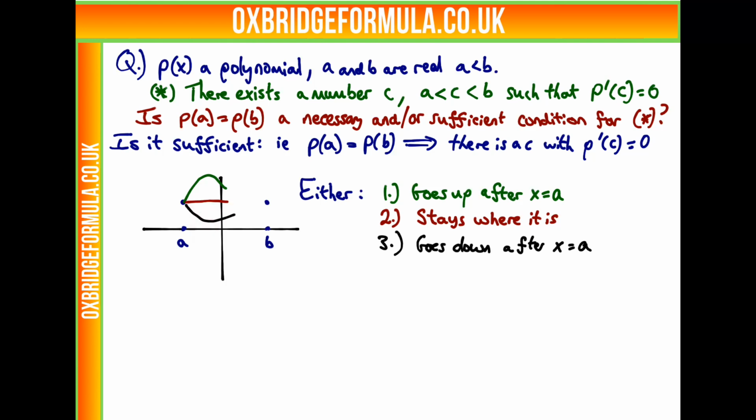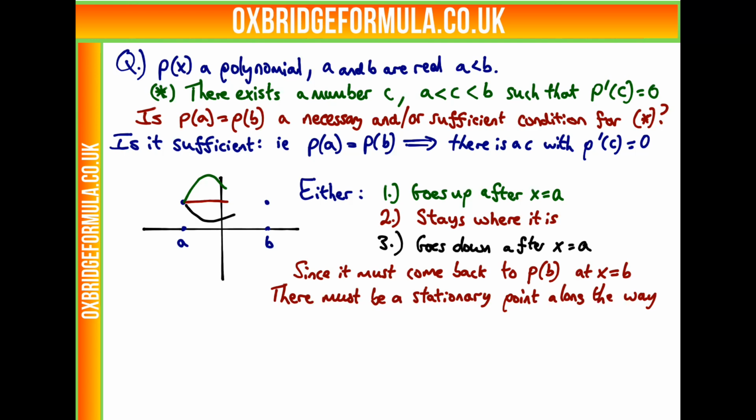But what about when it stays where it is? This must, because it's horizontal, mean it has gradient 0 already, so it does already have P prime of x being equal to 0. So in all three cases, there is a value of c between b and a where P prime of c is equal to 0. So it is sufficient.